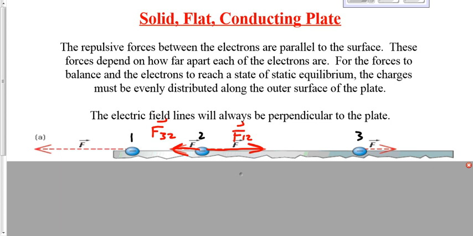Coulomb's law: F is equal to kQ1Q2 over R squared. If R is smaller, F is bigger. 1 and 2 are closer together than 3 and 2 are, so F12 is going to be bigger than F32. Now what's going to happen as a result of F12 being bigger? It's going to move to the right.